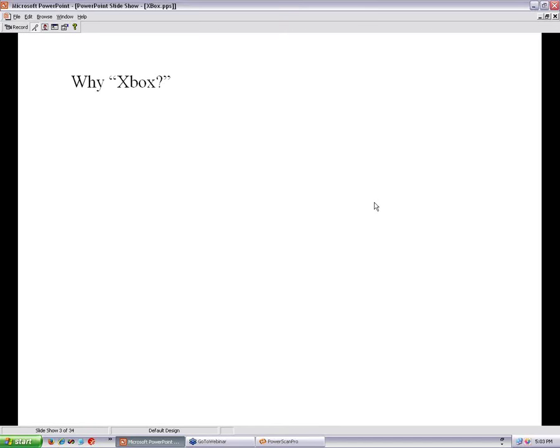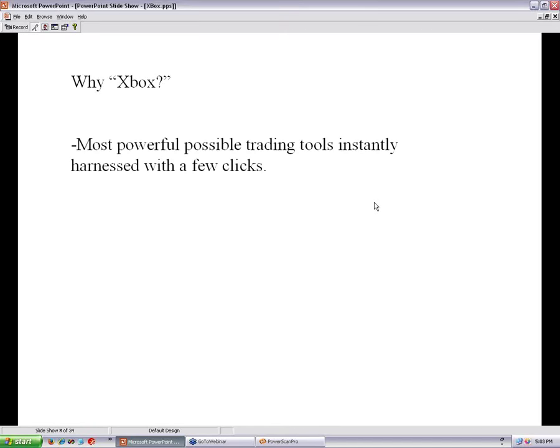Now, why are we calling it the Trader's Xbox? Well, because it's the most powerful possible trading tools instantly harnessed with a few clicks, which I will show you. It's like everything's just there. No fumbling around, no going to different windows, no running different programs, etc.